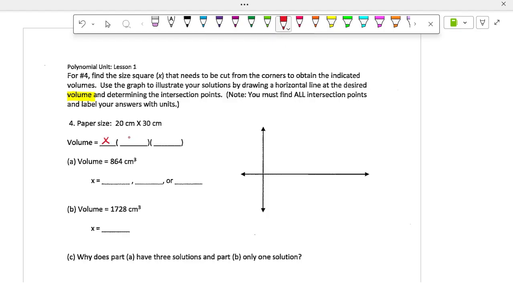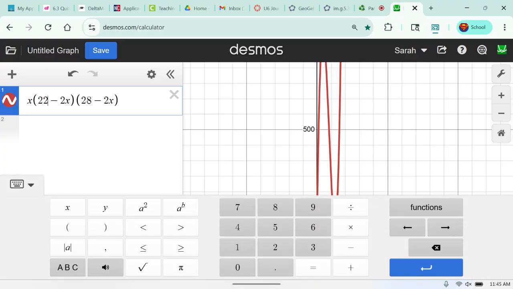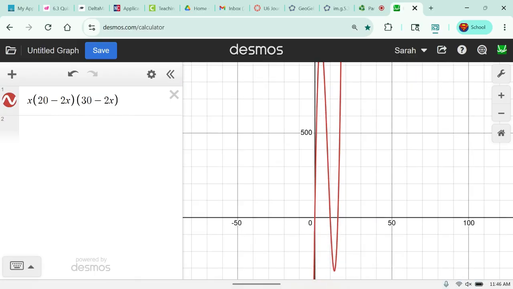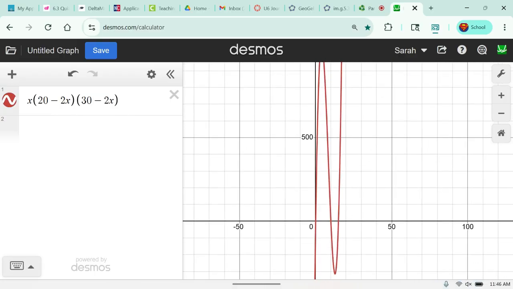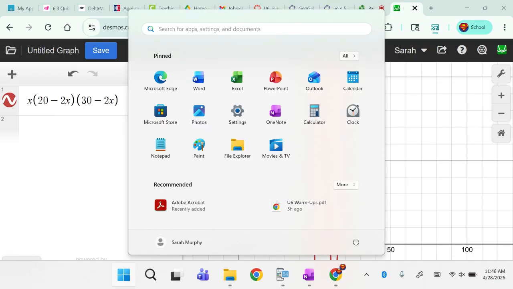X times, good. So this would be what we put into Desmos. So if I go ahead and put that into Desmos, I really just have to change the two numbers that are already in there. All right. Draw a picture of my graph. Still looks pretty close to the same.